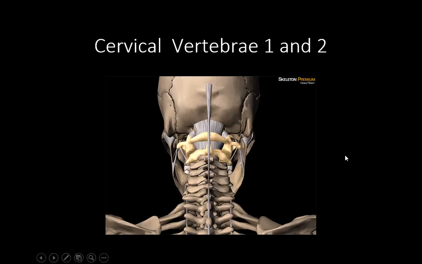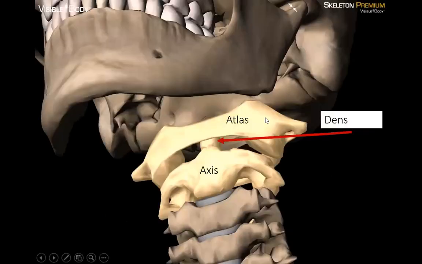So here we have 1 and 2. Number 1 is called the atlas, and it has the fossas, the flat areas on its surface that allow the occipital condyles to articulate. Those large processes that bulge outward on either side of the vertebral foramen articulate on these fossas on the atlas. The atlas is designed to hold the skull upright. Now the axis allows the skull to turn, to pivot.